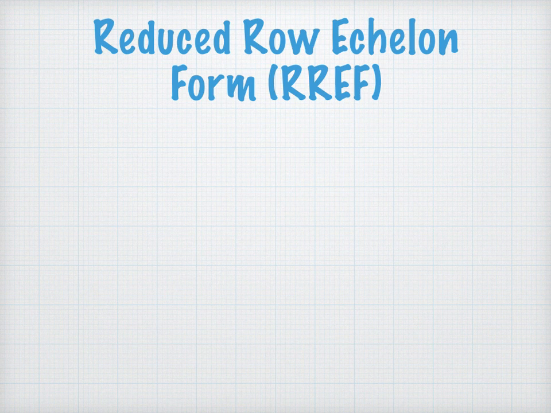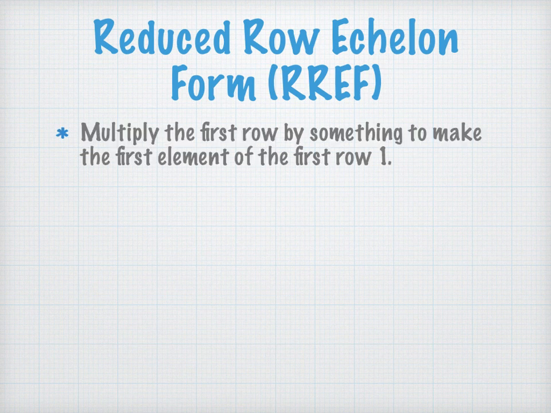So row-reduced echelon form, the first thing we're going to do is multiply the first row by something, some constant, to make the first element of the first row equal to 1.